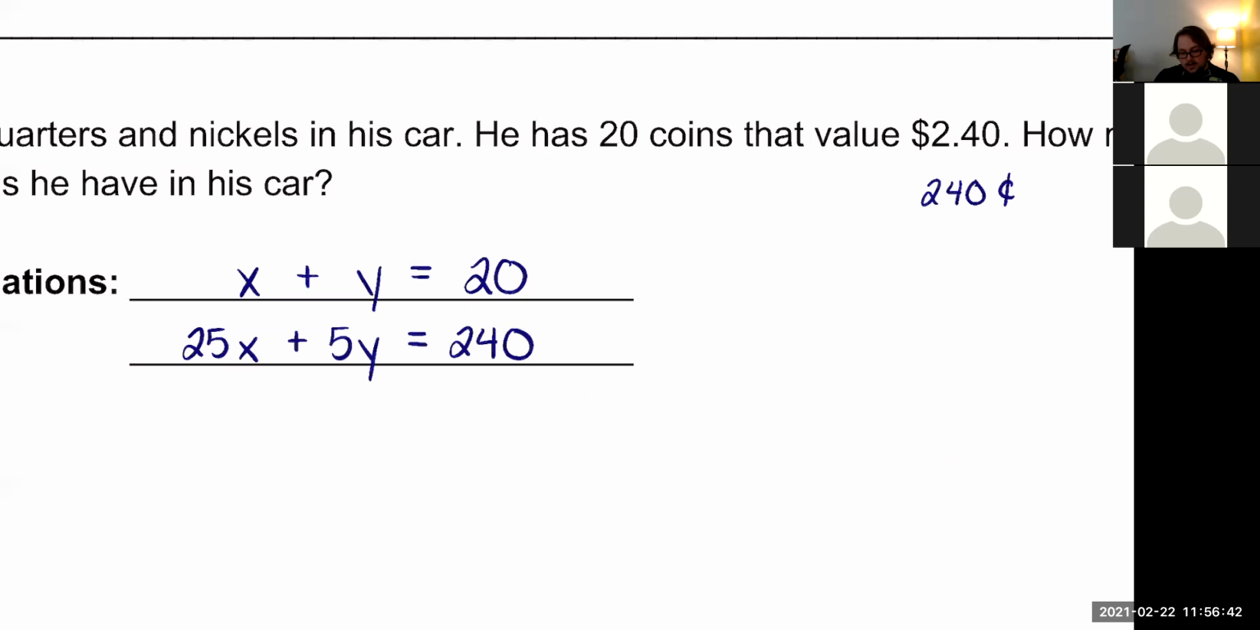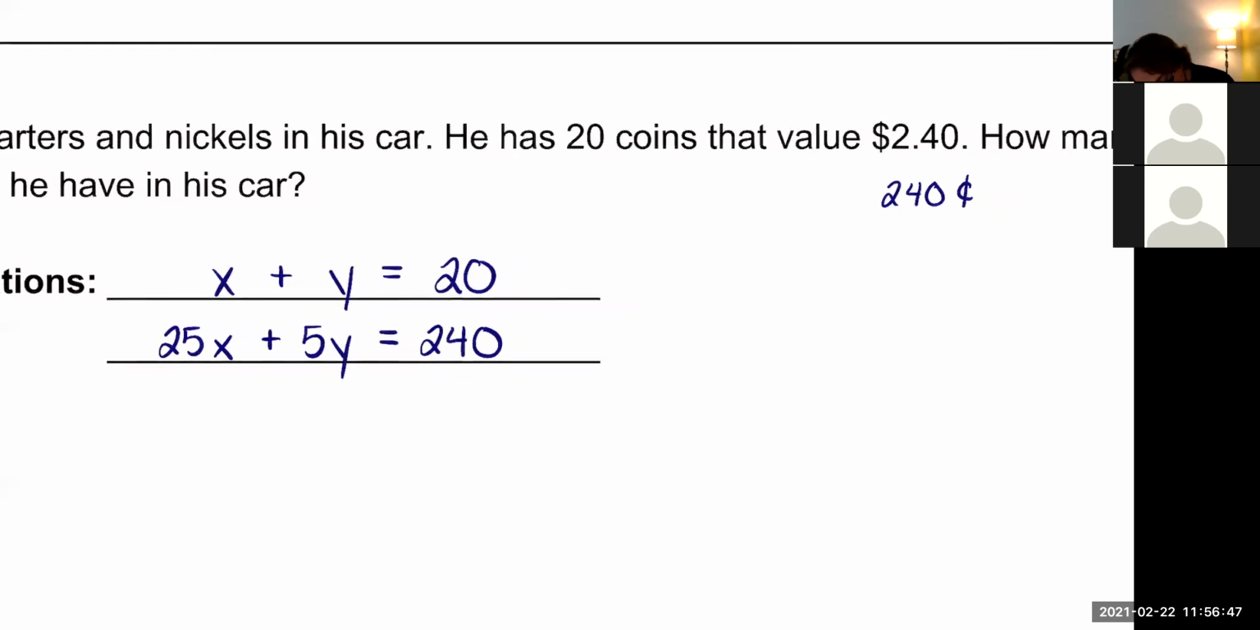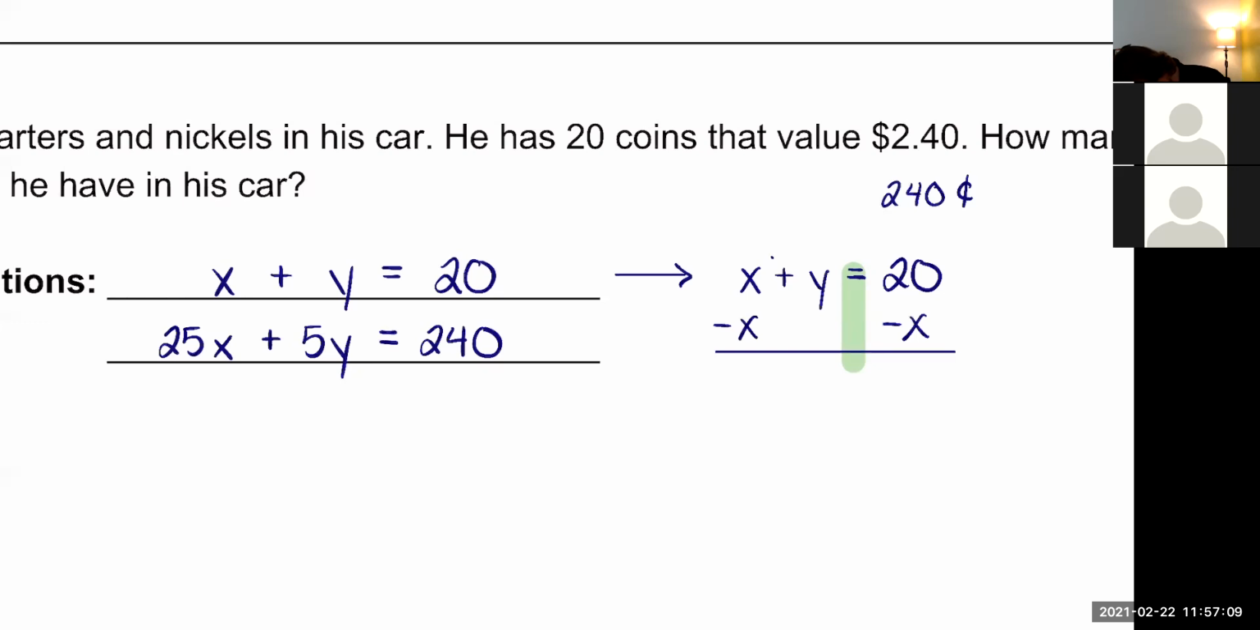Now, this one can go a couple different routes. For the sake of variety, I think I would solve this one with substitution personally. Well, it would be easier. So I would take the top equation, x plus y equals 20. And I would solve for, it doesn't really matter, I'm going to solve for y and subtract x from both sides. So y is now by itself, and it is set equal to 20 minus x.